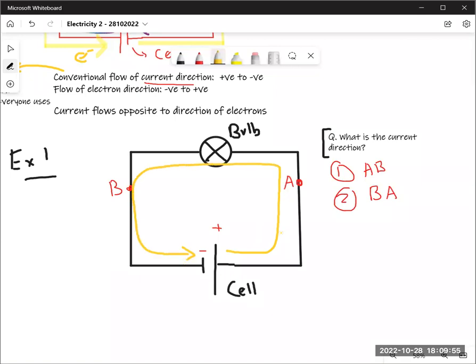Positive to negative. By the way, did I just hear a cat somewhere? Sir, it's my cat. I love cats. That's cute. Okay, Mashallah. Let's continue.